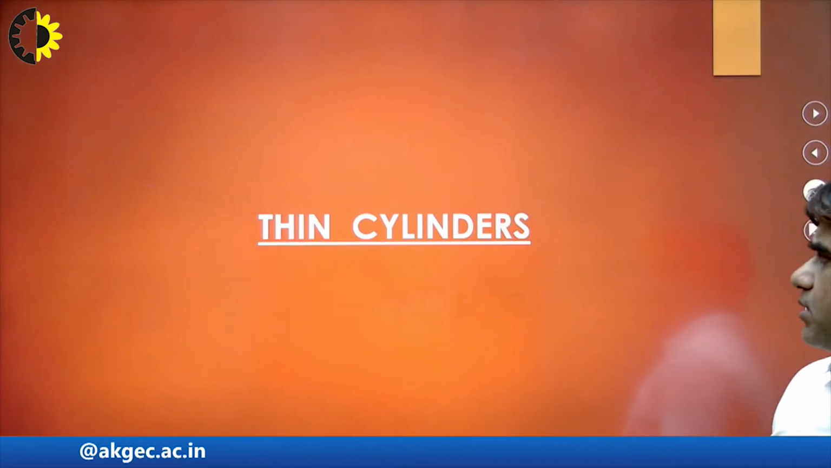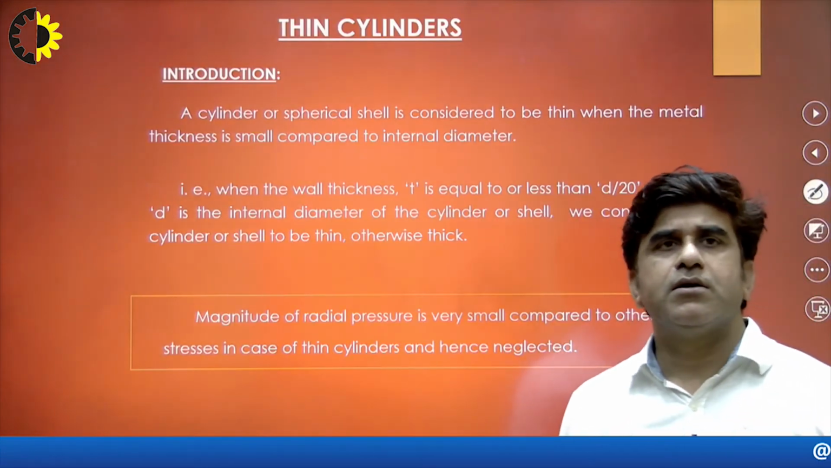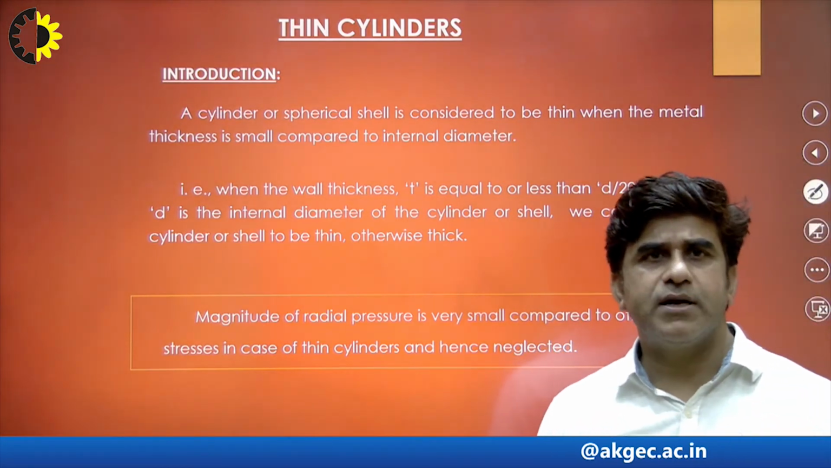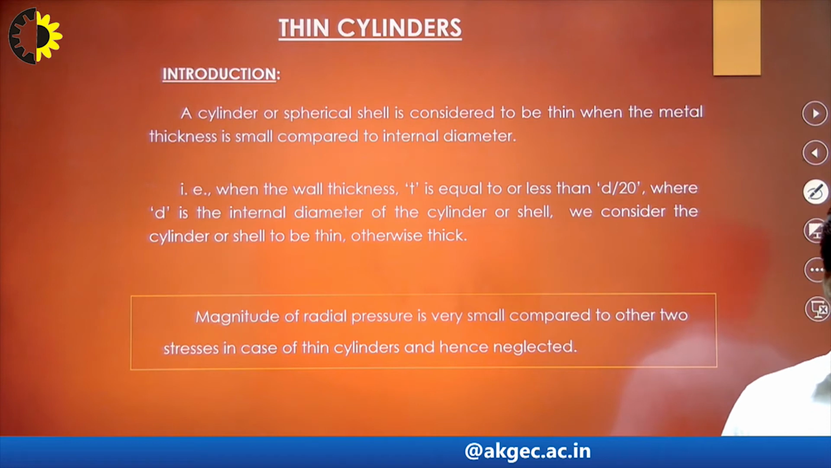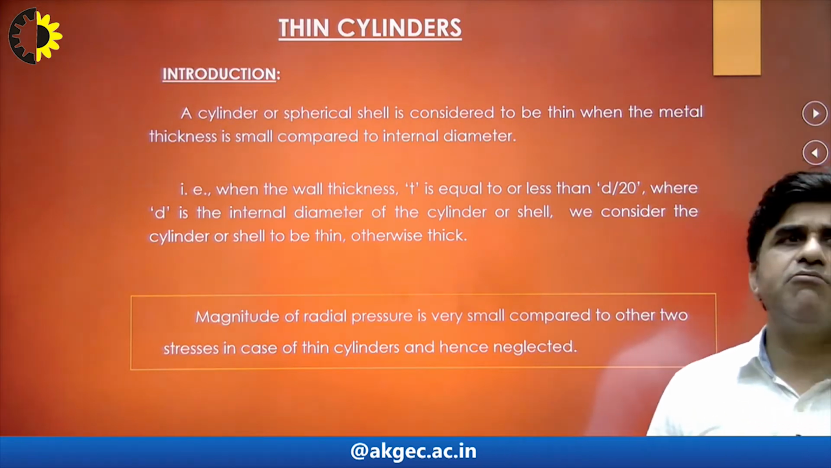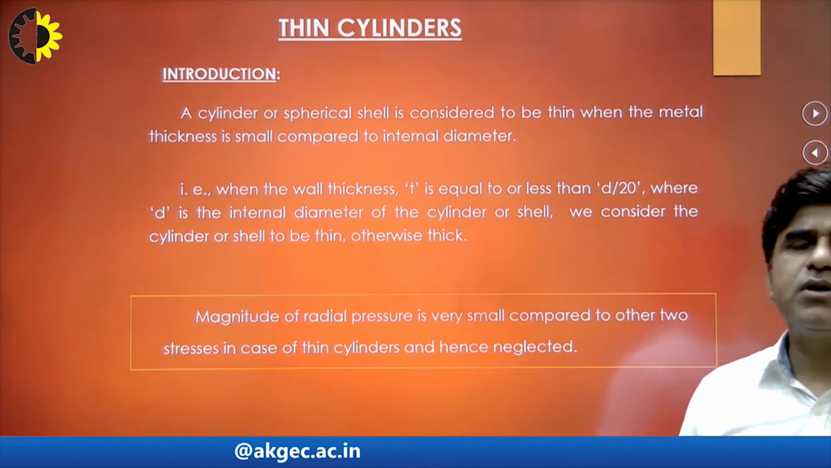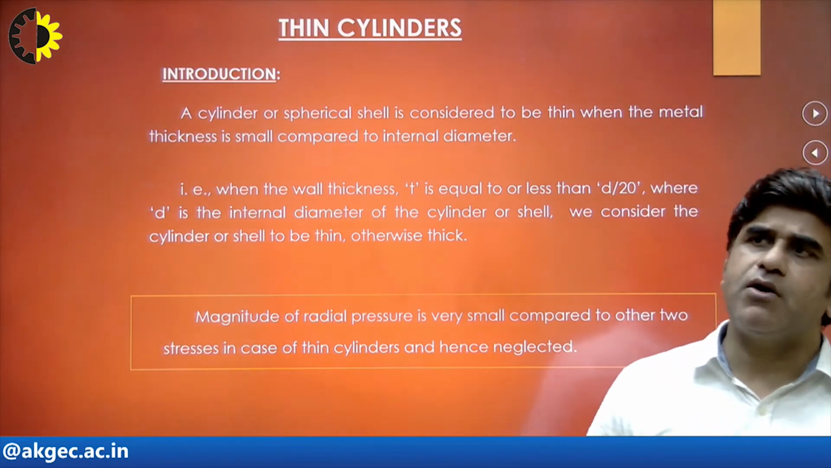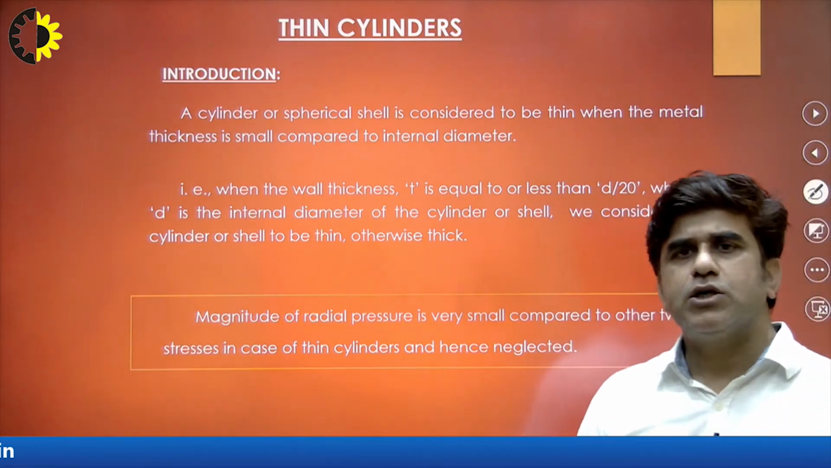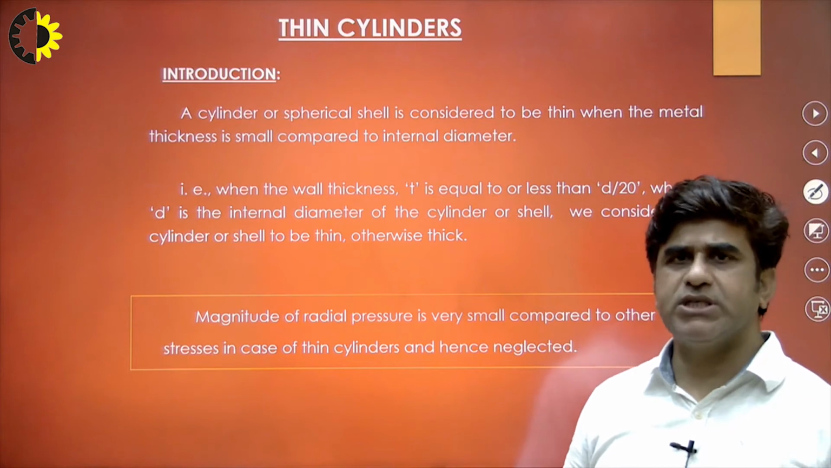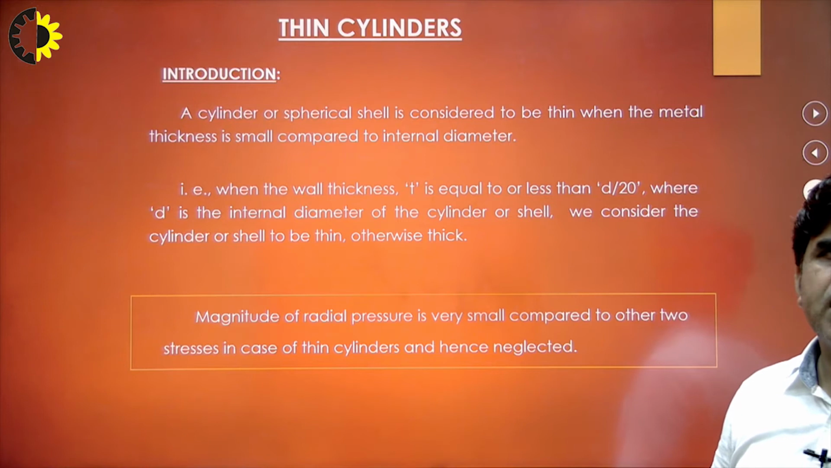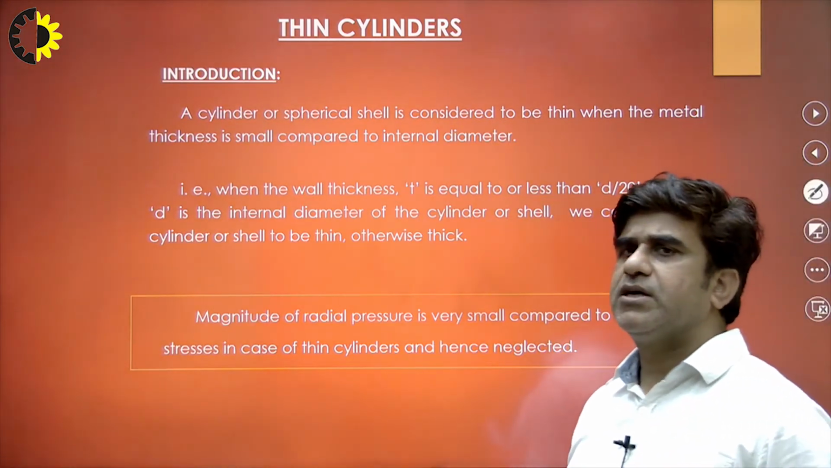Now, I will start with thin cylinders. So, what are thin cylinders? Basically, a thin cylinder or spherical shell is considered to be thin when the metal thickness is small compared to internal diameter. So what can I say? If the ratio of thickness to diameter is less than 1/20, then it is considered as thin cylinder, otherwise it is a thick cylinder.